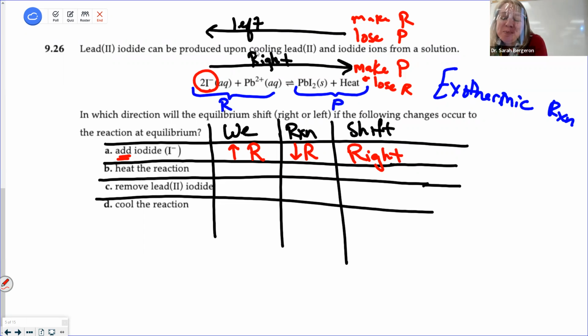All right, look at B, heat the reaction. Where do you see temperature in this equation? In the reactant side or the product side? In the products. So am I increasing the heat or am I decreasing the heat? I'm increasing the heat. So the reaction is going to do the opposite. It is going to decrease product. How do you decrease product? You shift left.